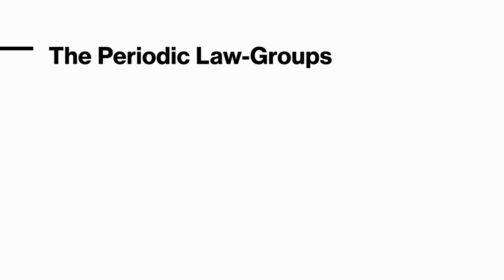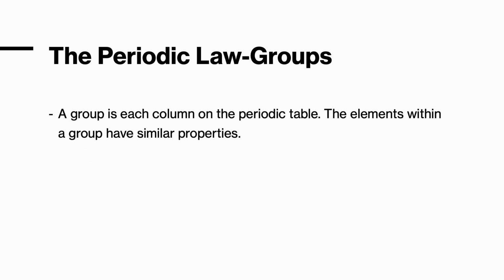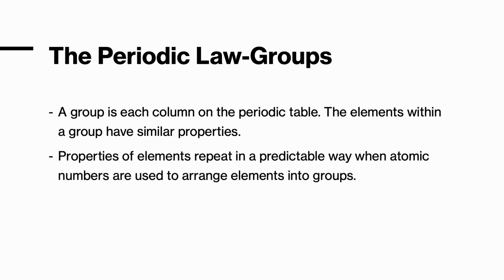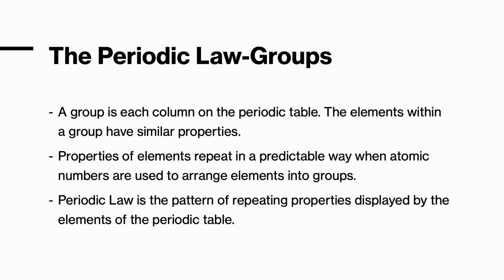The periodic law. Groups. A group is each column on the periodic table. The elements within a group have similar properties. Properties of elements repeat in a periodic table in a predictable way when atomic numbers are used to arrange the elements into groups. Periodic law is the pattern of repeating properties displayed by the elements of the periodic table.